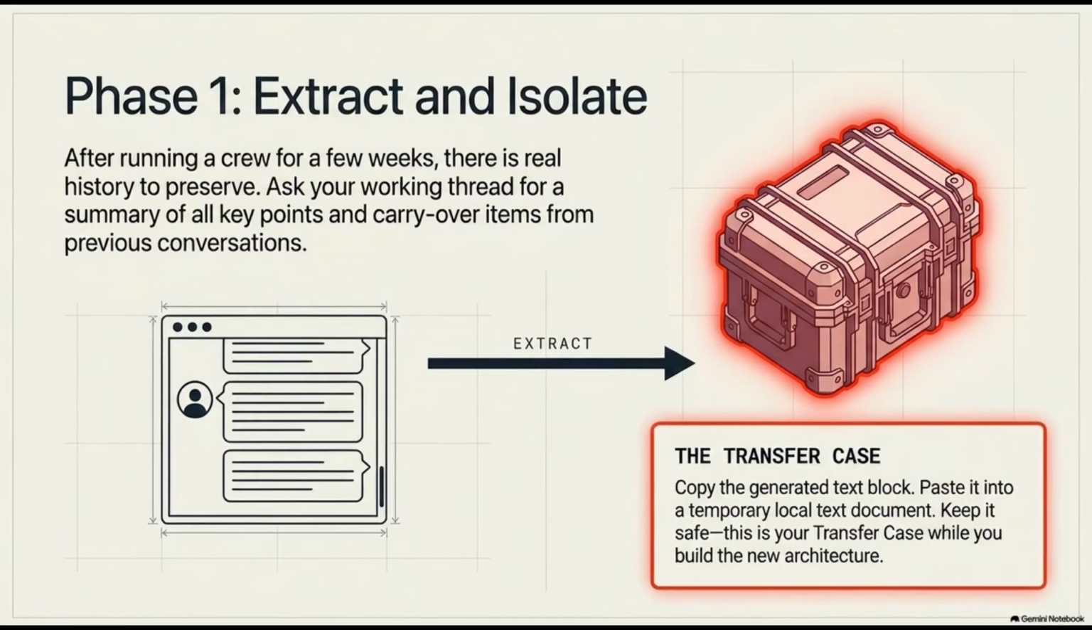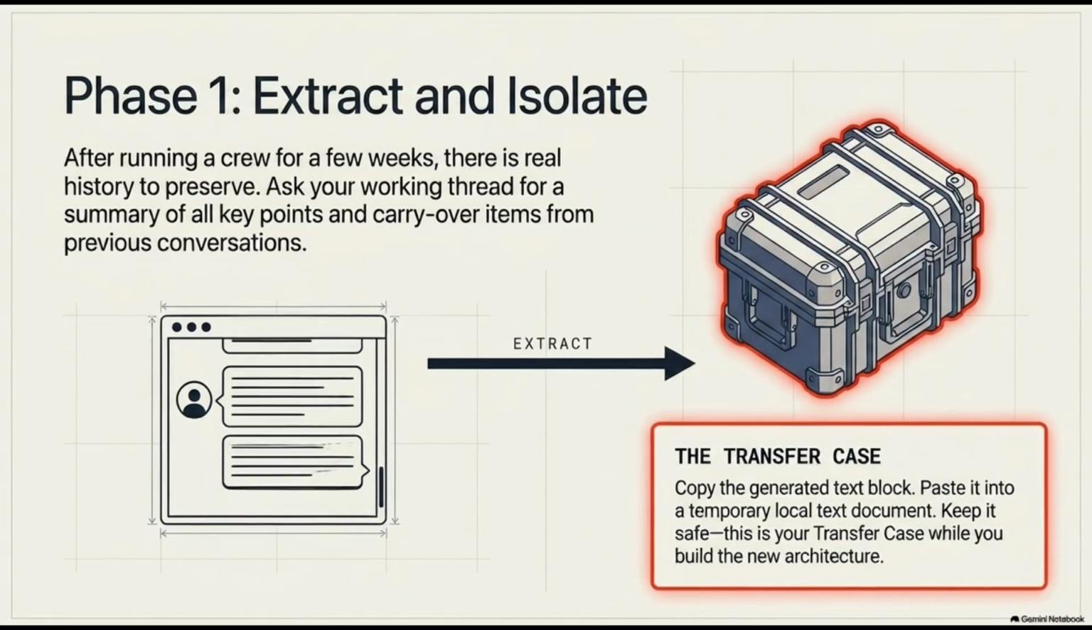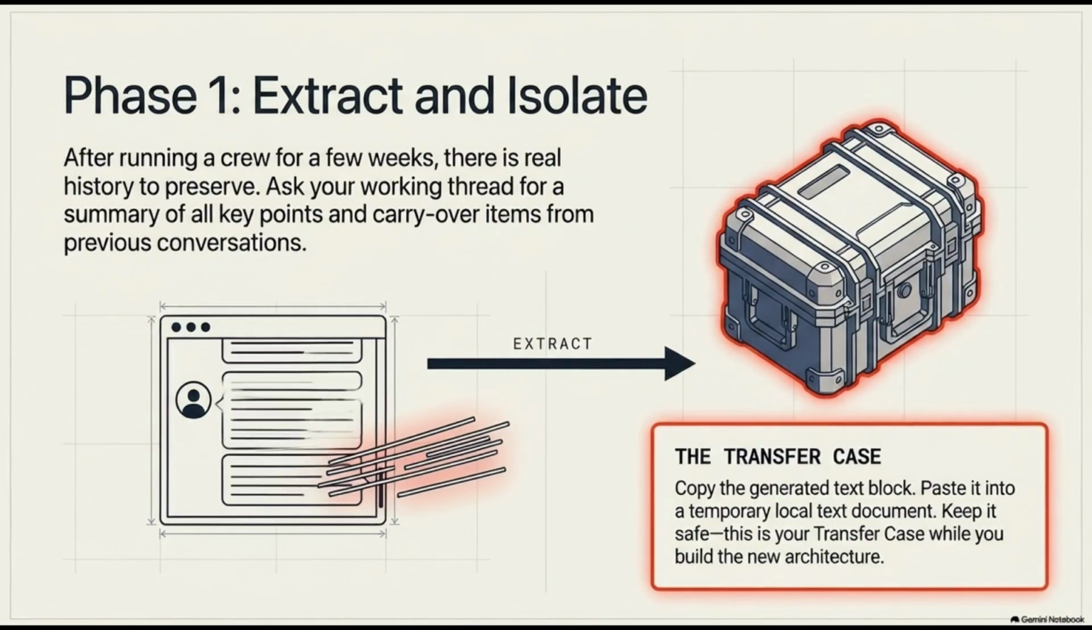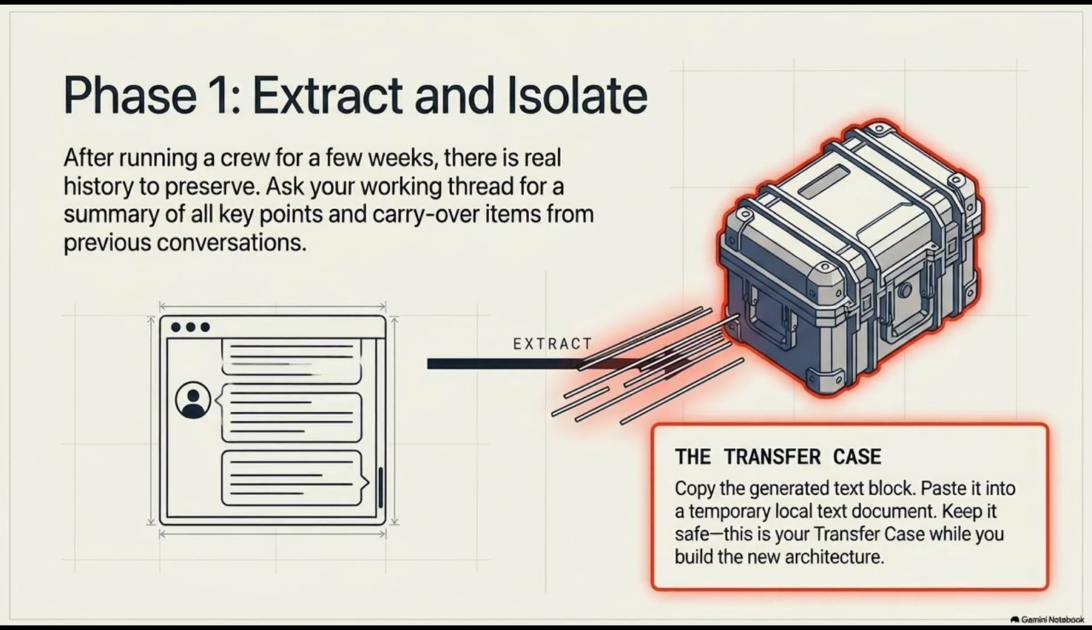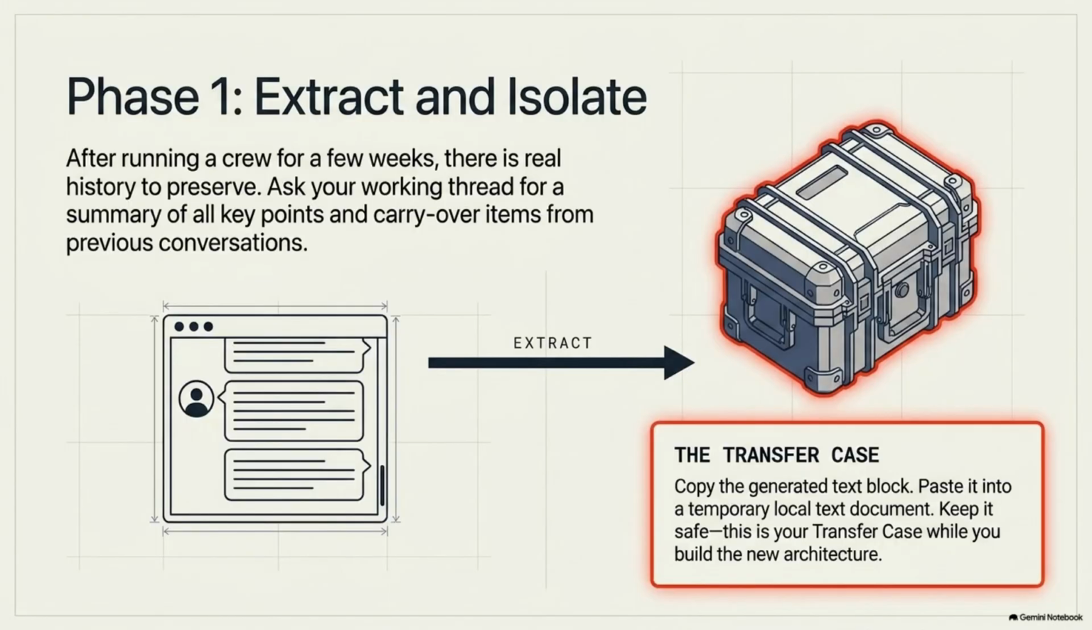The idea is simple. After you've been running your crew for a few weeks, long enough that there's real history to preserve, go to one of your threads and ask it for a summary. Not a quick recap. Ask it to pull together all the key points from your previous conversations, plus anything the thread wants to carry over into the next thread. The core, not the commentary. Do this for every thread and create a dedicated MSG for each one, so they get a personalised memory.